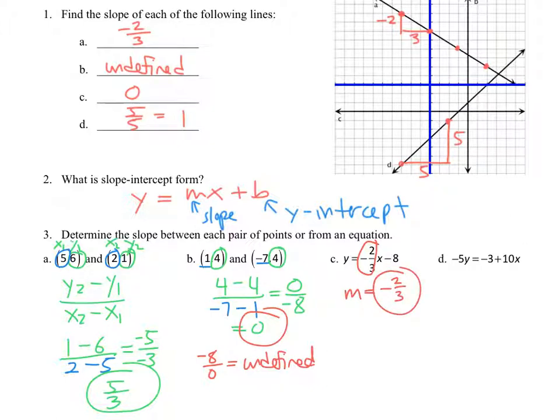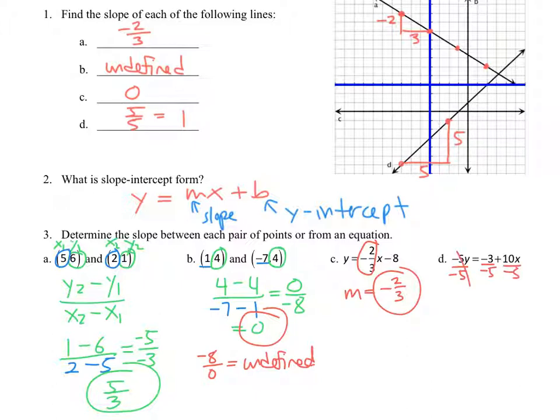Now, in part D, it's not in slope-intercept form. So we need to get the equation in slope-intercept form by solving for y first. To get y by itself, all we need to do is get rid of that negative 5. So we can actually divide both sides of the equation by negative 5. And I'm actually going to divide every term by negative 5.